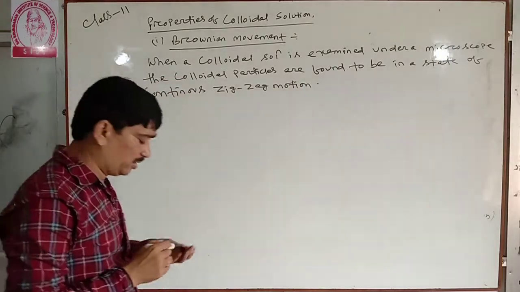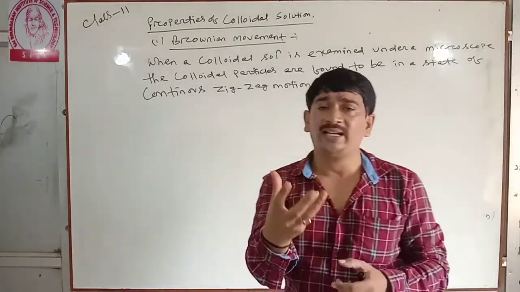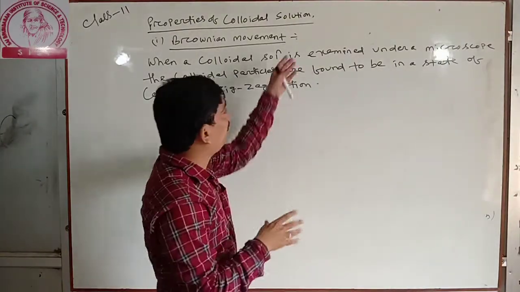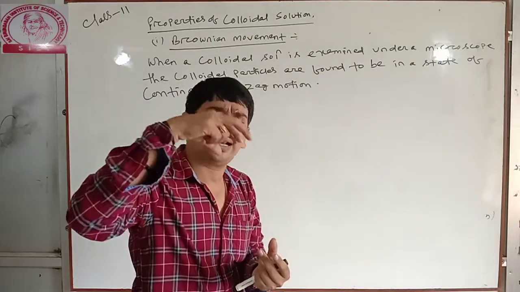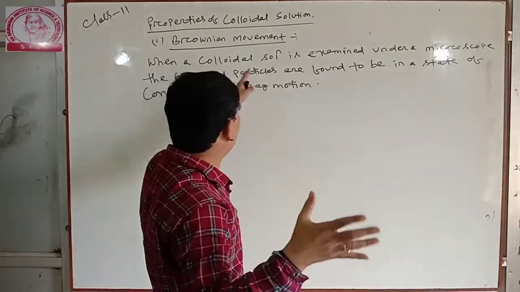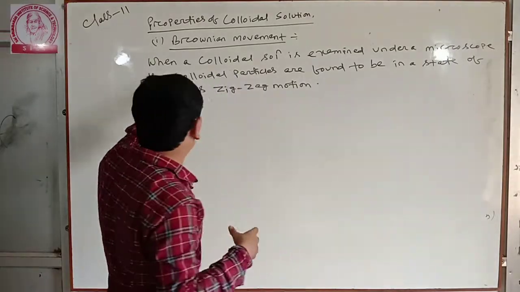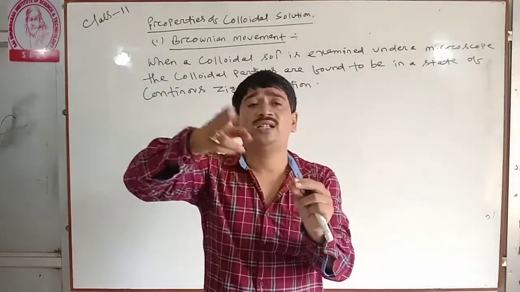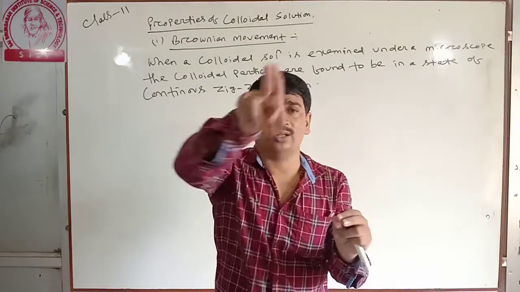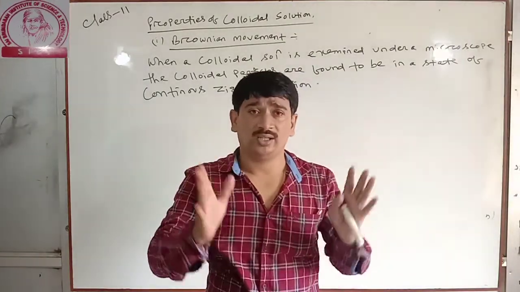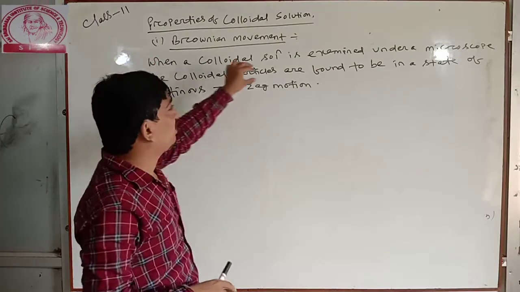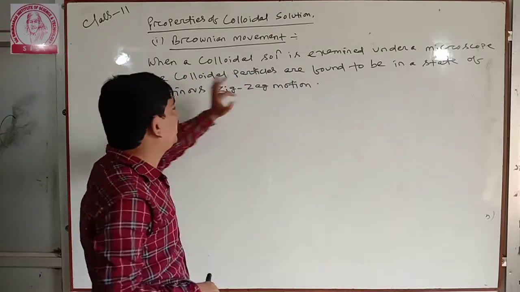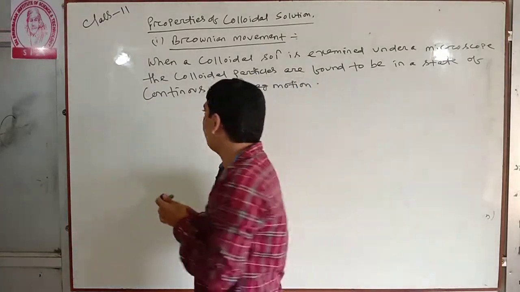Very important part. The first point I said: when a colloidal solution is examined under a microscope, we see the colloidal particles. What we see is that the colloidal particles are found to be in a state of continuous zigzag motion. The colloidal particles move in continuous zigzag motion. That was the first point. So when a colloidal solution is examined under a microscope, the colloidal particles are found to be in a state of continuous zigzag motion. See the second point.